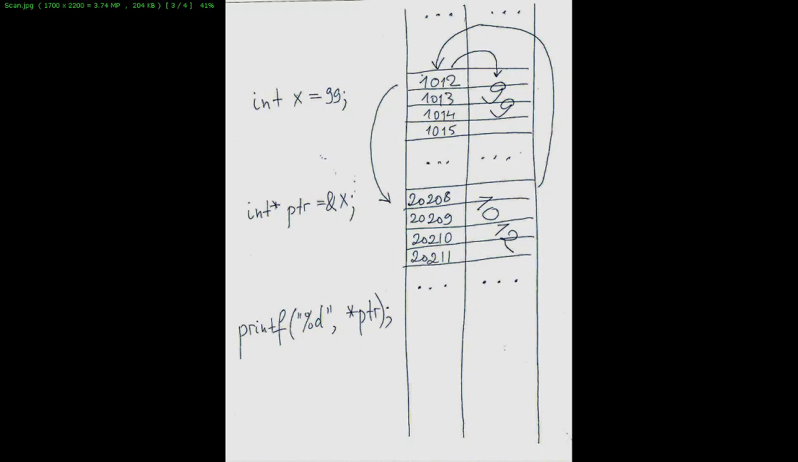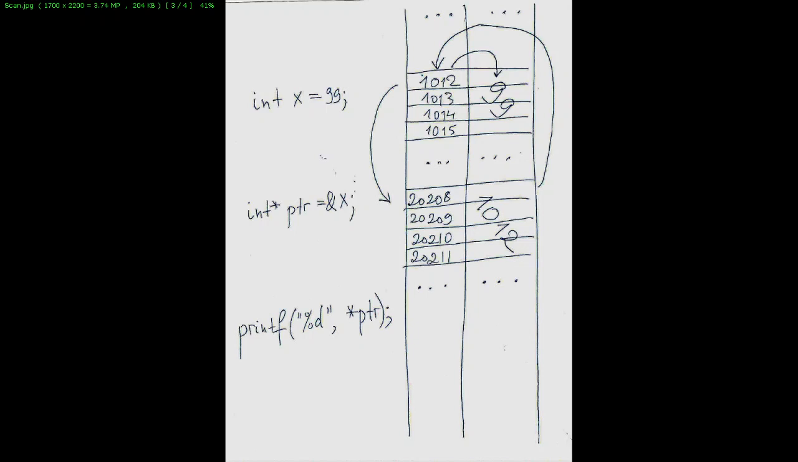Next step, I create a pointer and I put the address of the X into that pointer. Again, I draw the picture and let's say my pointer is located at 20,208 memory address.